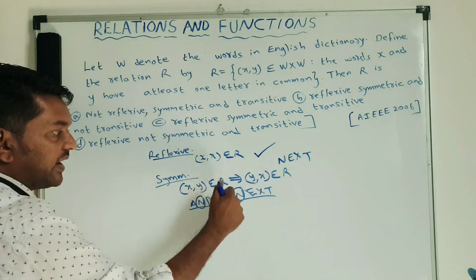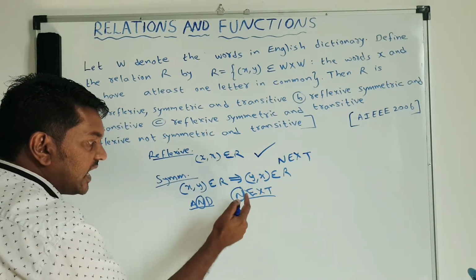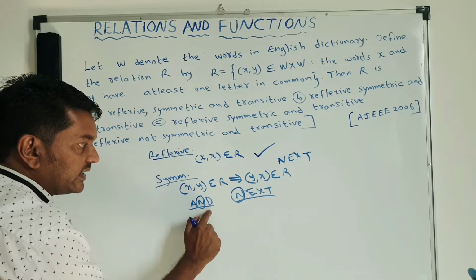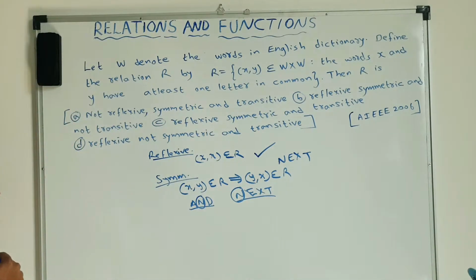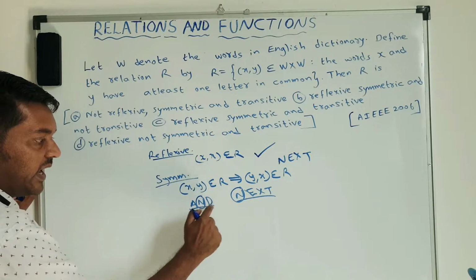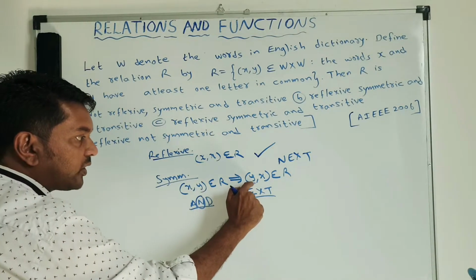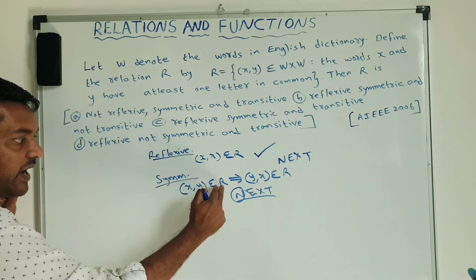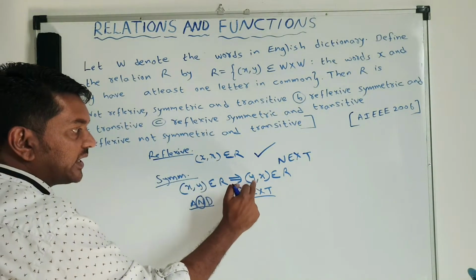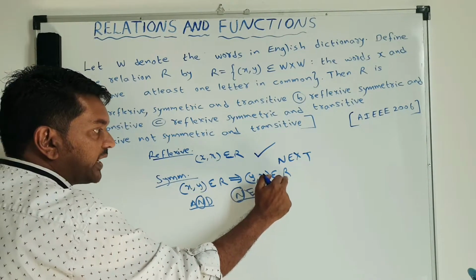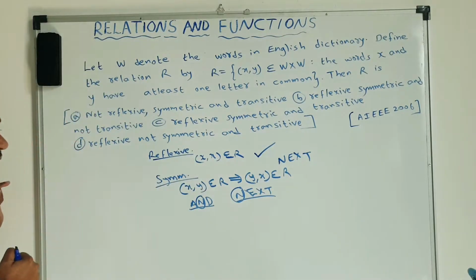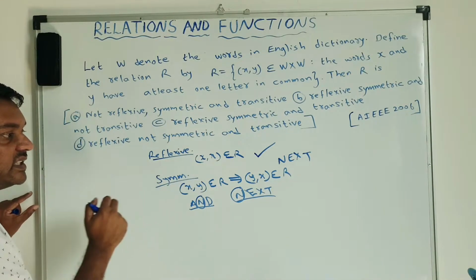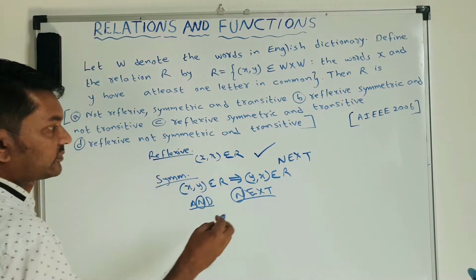Now I am taking the reverse. Do NEXT and the word AND have any letter in common? Yes, they have N common. So (Y, X) is also an element of R. If (X, Y) belongs to R and you are getting (Y, X) also an element of R, then it is a symmetric relation. So clearly you can say this is a symmetric relation.